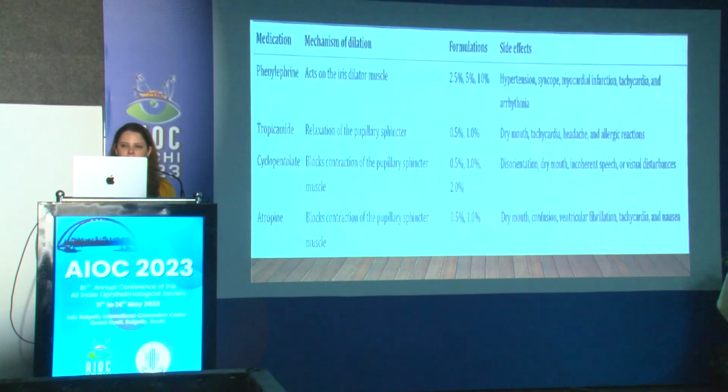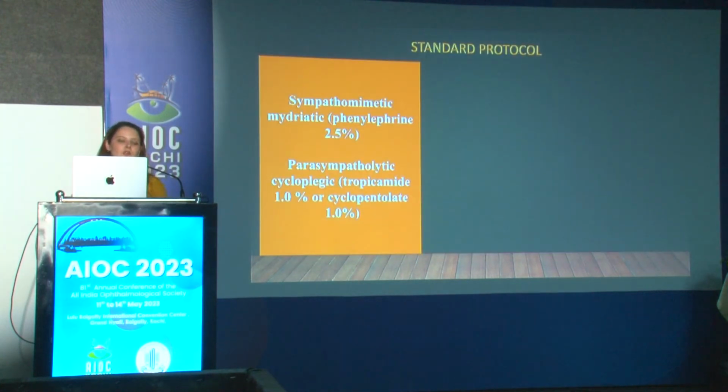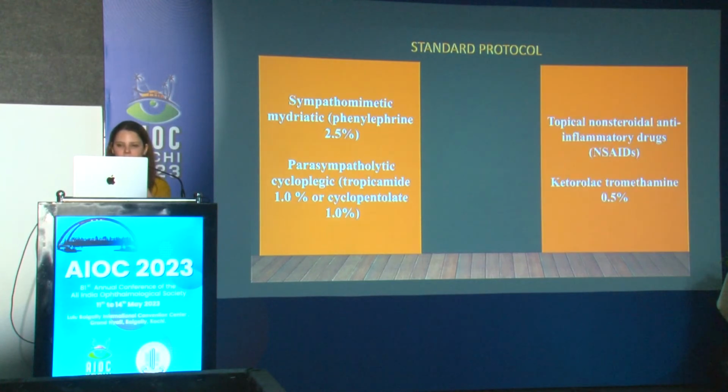The preoperative mydriatic regimen that is followed is phenylephrine, tropicamide, cyclopentolate. Atropine is not commonly used because it has a long duration of action. The standard protocol is a sympathomimetic mydriatic like phenylephrine at a concentration of 2.5% and parasympatholytic cycloplegics, either tropicamide or cyclopentolate. Studies have shown that NSAIDs, especially ketorolac at a concentration of 0.5%, help us to prevent intraoperative miosis.